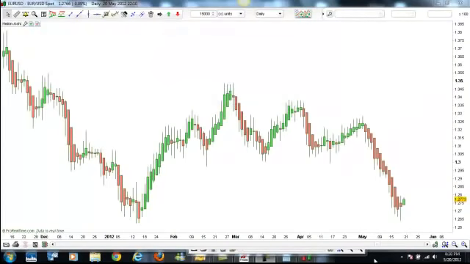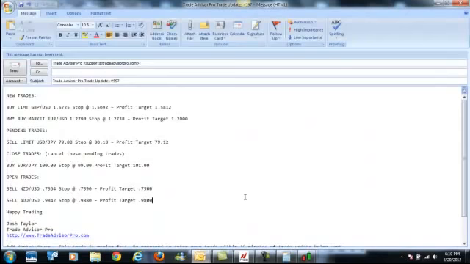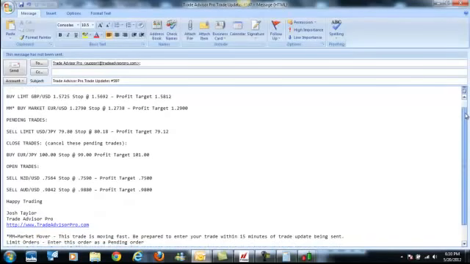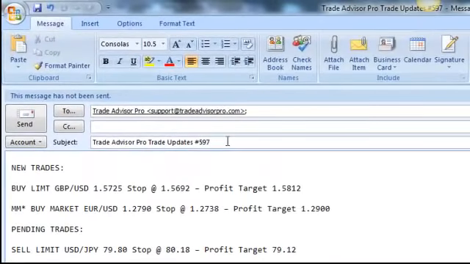Alright, so without further ado, let's get into what one of the trade signal emails will look like, and then we're going to take you through the process of how to put them into your software if you're a Pro Signals Direct customer. Okay, so this is what an email would look like. It'll say Trade Advisor Pro trade updates, and it usually has a number. In fact, they always will have a number. In this case, this is 597.